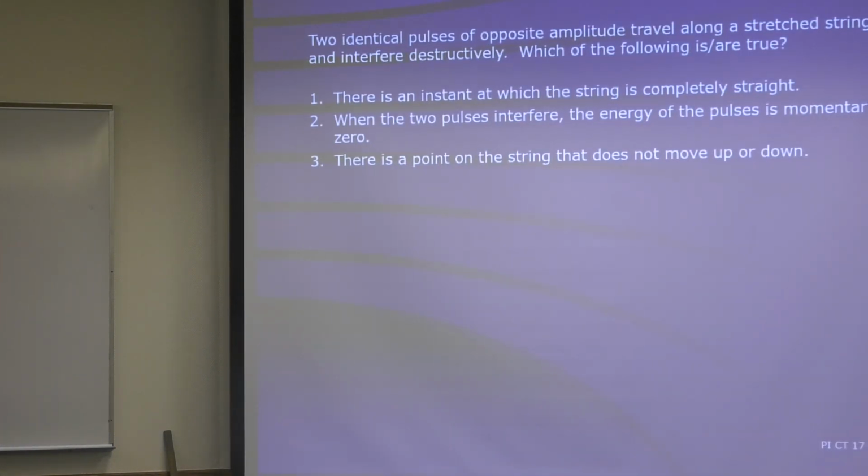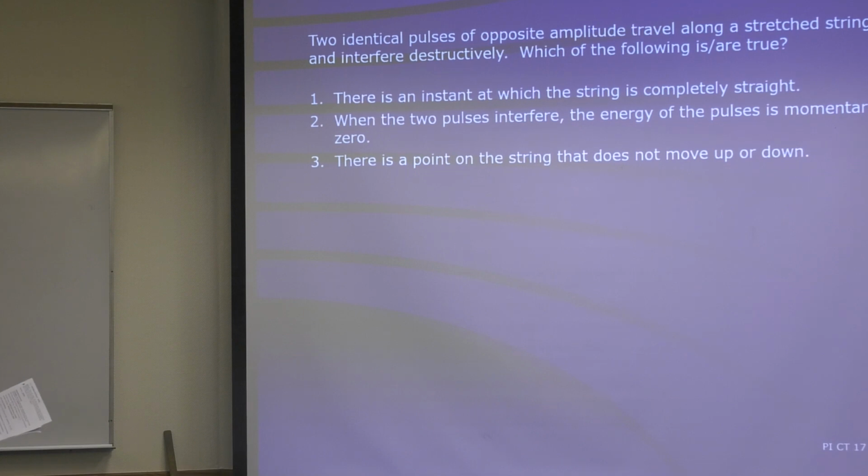All right, two identical pulses of opposite amplitude travel along a stretched string and interfere destructively. So in other words, you have one like this, moving like that, then you have one like that, moving like that. Okay, so they're going to interfere destructively. Which of the following is or are true? So pause your video and figure it out.